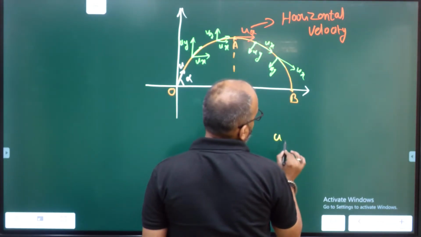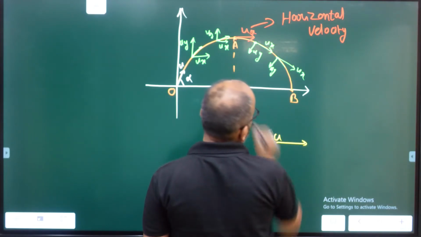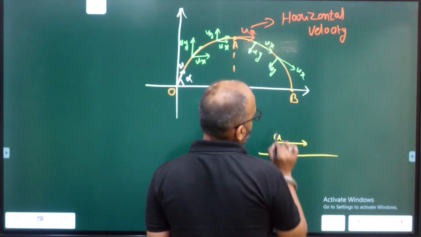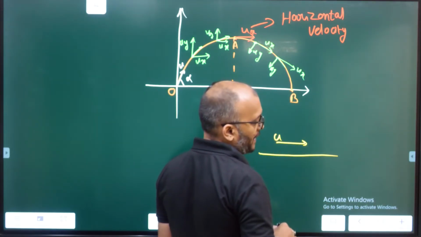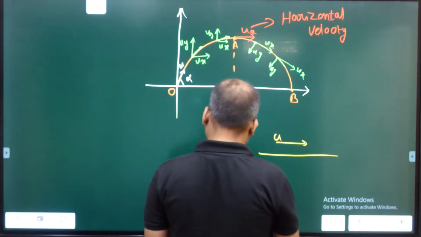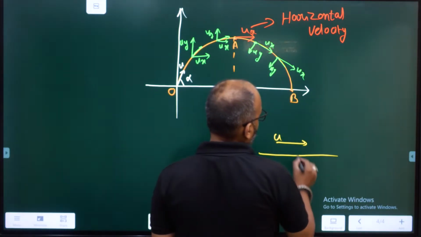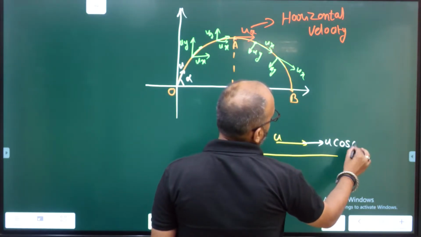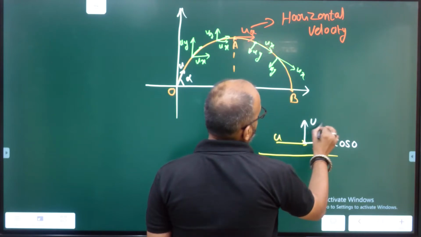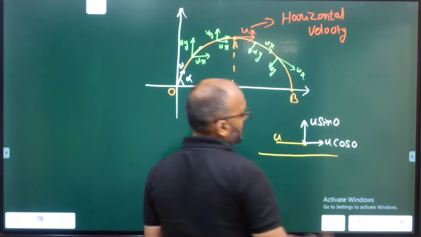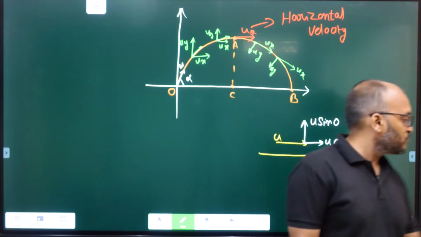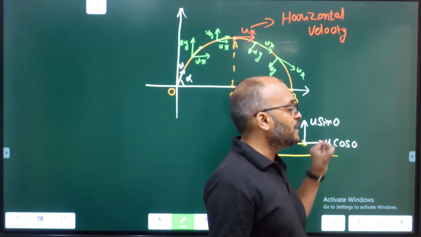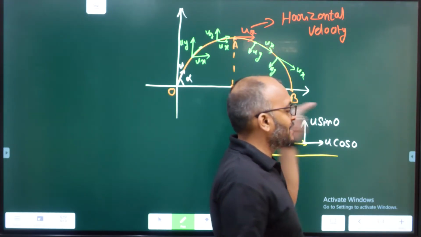So look here. My U is parallel to the horizontal axis. That is, it is making an angle of 0. If I resolve U into two components, then what will those components be? Those components will be U cos 0 and U sin 0. Yes or no? These will be those two components, because at point A, U is making an angle of 0 degrees with the x-axis. It is parallel to the x-axis.